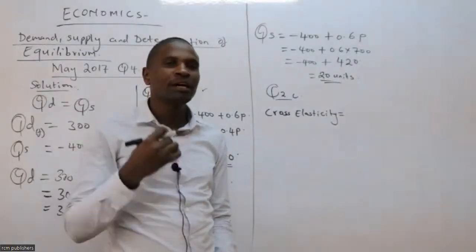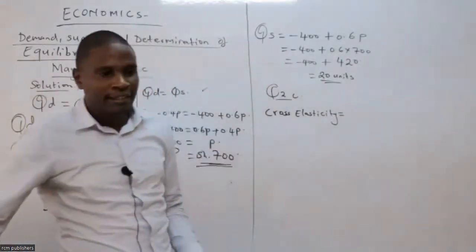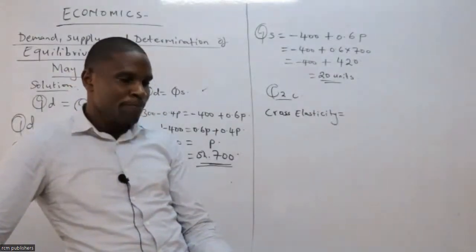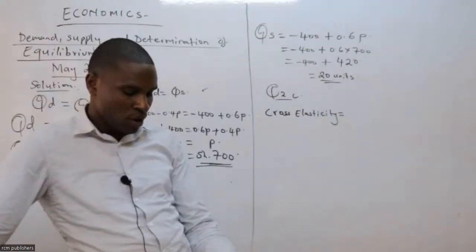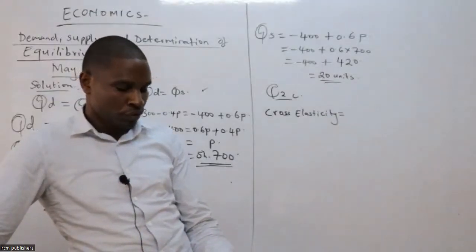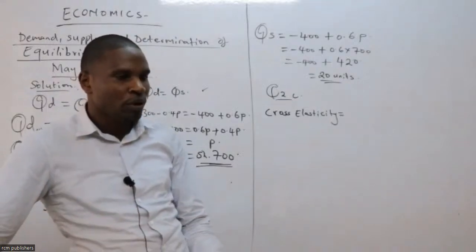Who do you think we consider? Cross elasticity. On one side, we have the price of the commodity, and on the other side, we have the quantity consumed. So I want you to have the formula.